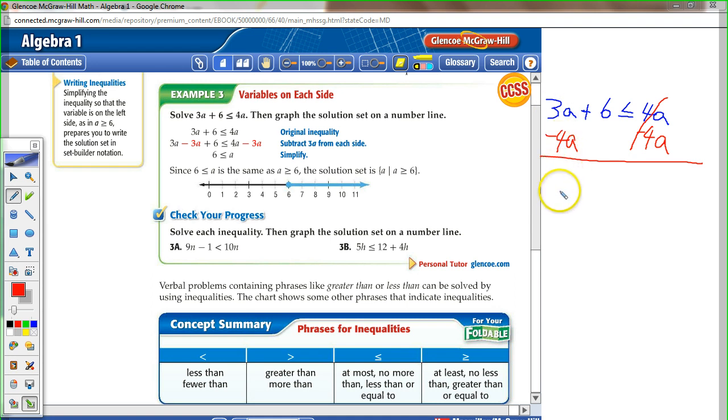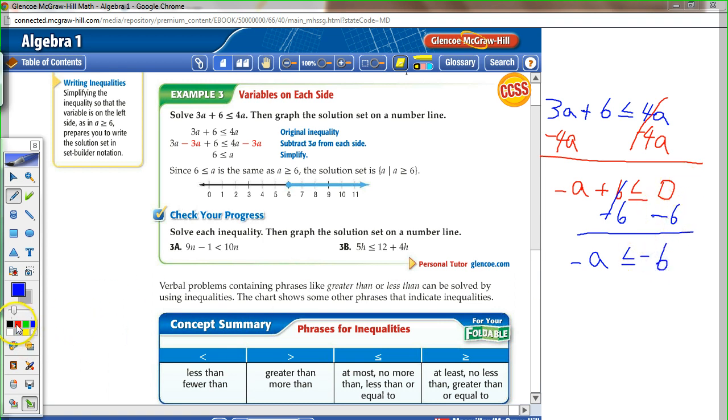3a minus 4a will give you a negative a. You don't have to write in the 1. You have the 6 there, less or equal to, and this is canceled out, so it became a 0. Now you would subtract 6 on each side to get the a by itself. And now you have negative a is less or equal to 0 minus 6, which is negative 6.